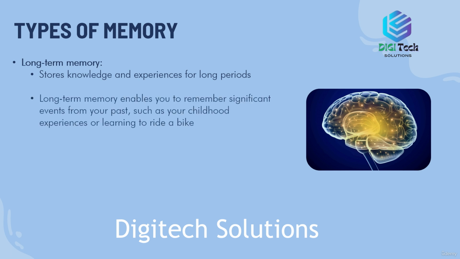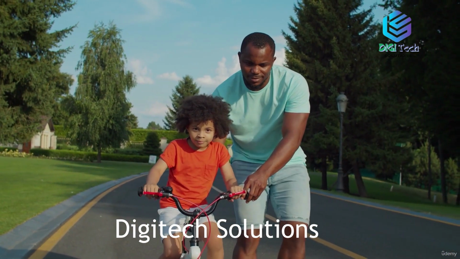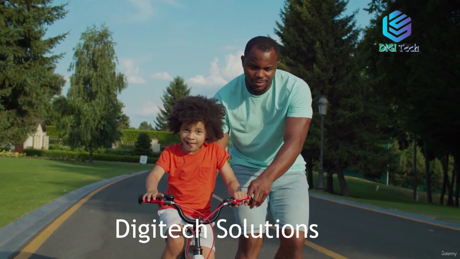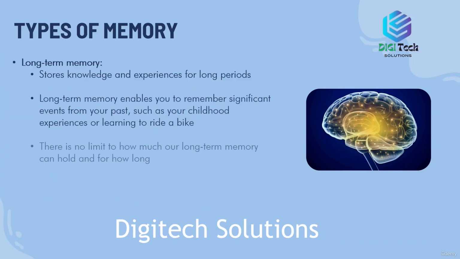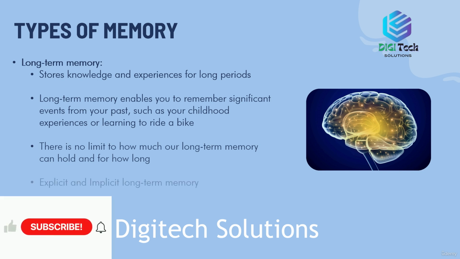Long-term memory stores knowledge and experiences for long periods. Long-term memory enables you to remember significant events from your past, such as your childhood experiences or learning to ride a bike. There's no limit to how much our long-term memory can hold and for how long. We can further split long-term memory into two main categories: explicit and implicit long-term memory.